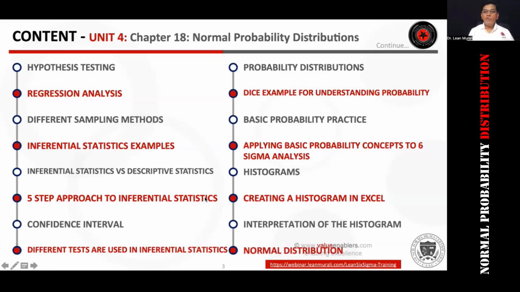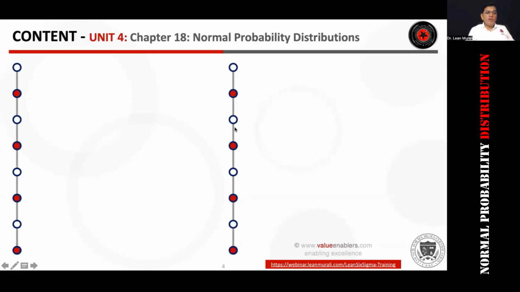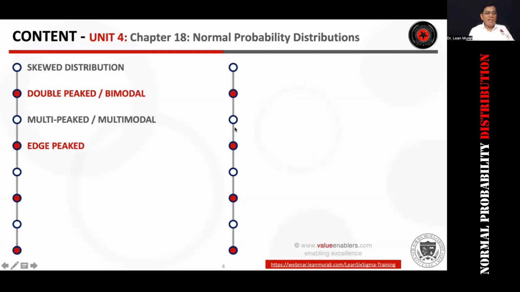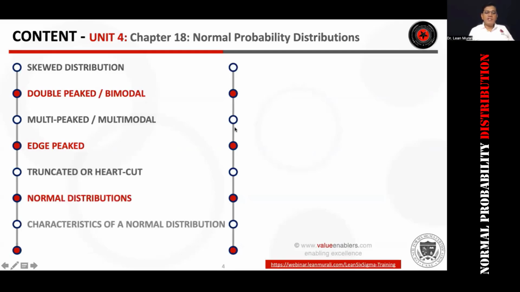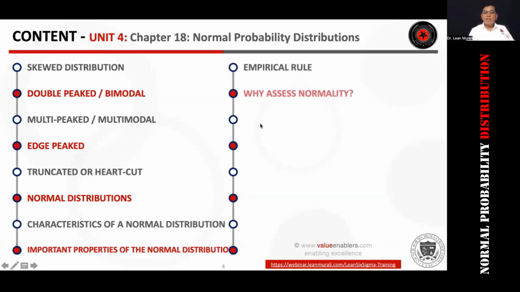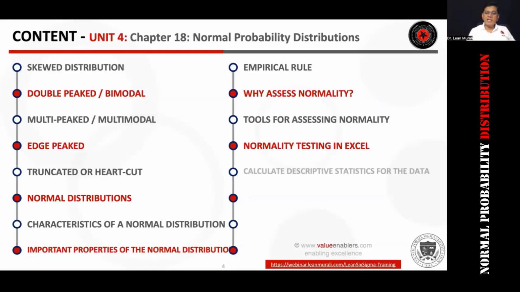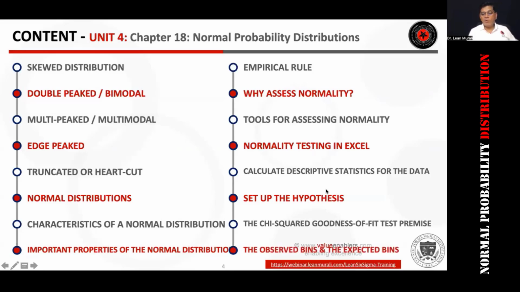How many of you are really charged to learn this? Type CHARGED in the chat box, because this is only for people who are charged. We will cover skewed distributions, peak distributions, bimodal distribution, multimodal distribution, edge peak distribution, truncated distribution, normal distribution, characteristics of a normal distribution, its importance, some empirical rules, why assess normality, what normality is, and the tools we use to assess normality. How do you do normality testing in Excel sheets, descriptive statistics of data, how do you set up hypothesis, and the chi-squared goodness of fit.